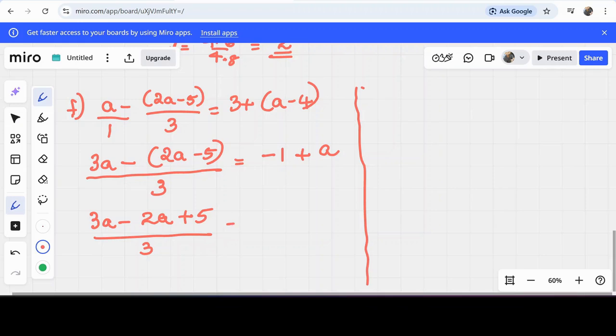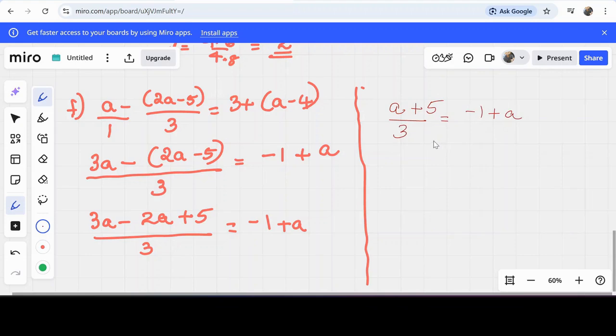Okay, then which is equal to here minus 1 plus a. There is no difference in that. Now the next one, so here, now I know that 3a minus 2 is what? A. Okay, so a plus 5 divided by 3, which is equal to minus 1 plus a.